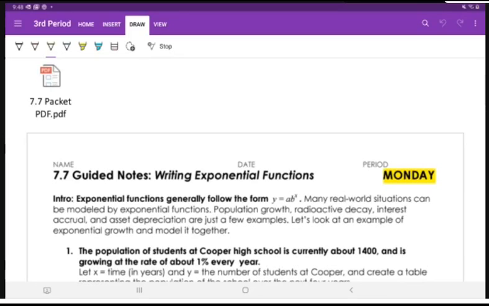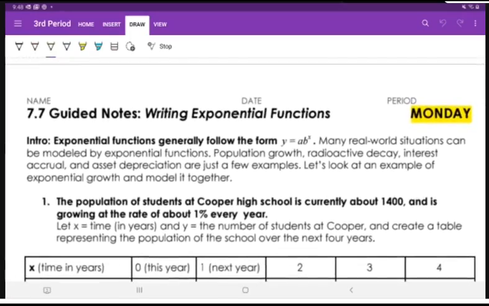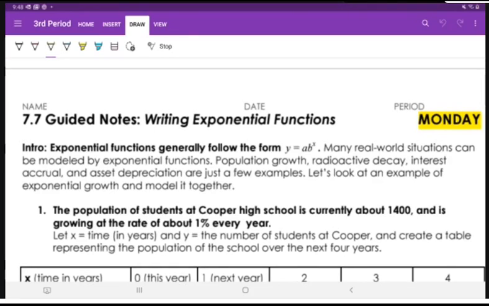Section 7.7 is about writing exponential functions. So we're going to be using these exponential functions to model real-world application type behavior. Just as a reminder, we've got an intro here that reminds us of the general form that exponential functions tend to follow: y equals a times b to the x.